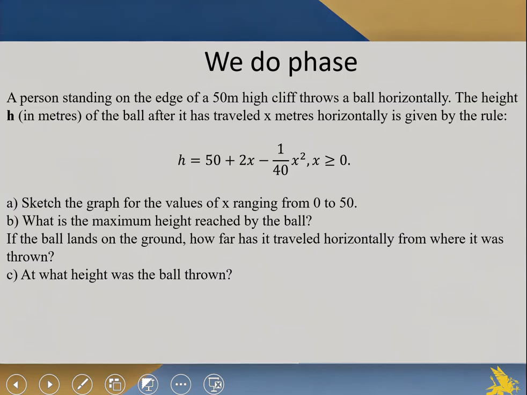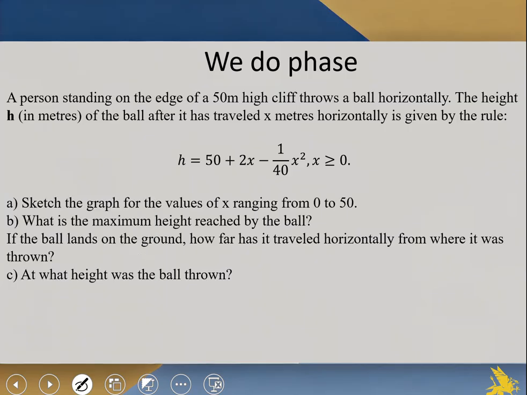A person standing on the edge of a 50-meter high cliff throws a ball horizontally. The height h in meters of the ball after it has traveled x meters horizontally is given by the rule h is equal to 50 plus 2x take away 1 over 40 x squared, where x is equal to or greater than 0. Sketch the graph for the values of x ranging from 0 to 50.